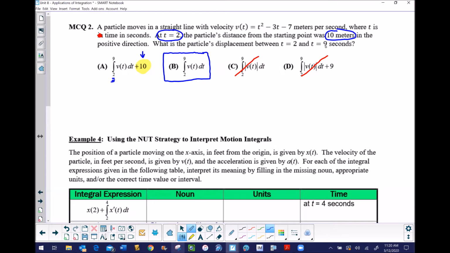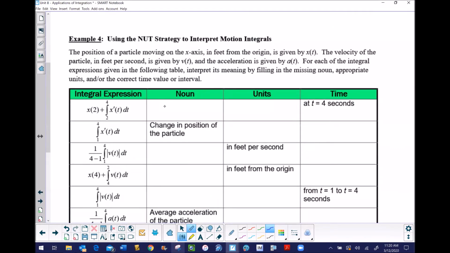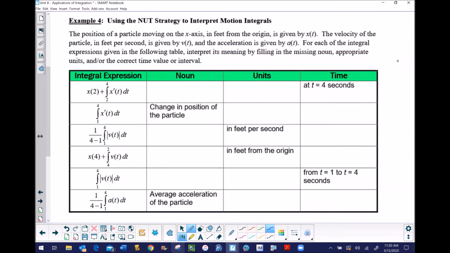I know it's a little tricky, but we've got some problems that I think will help in that Big Ten activity. And I think example 4, which is a really interesting question, I don't think you guys have ever done anything like this before, will help address some of those issues, okay? For example 4, we're going to use the N.U.T strategy to interpret motion.